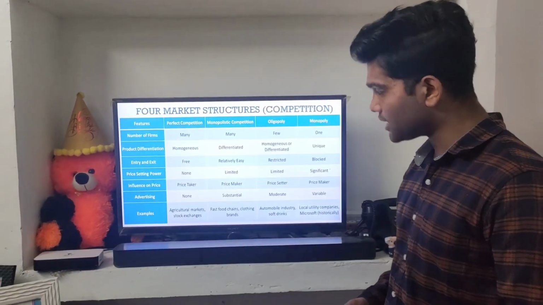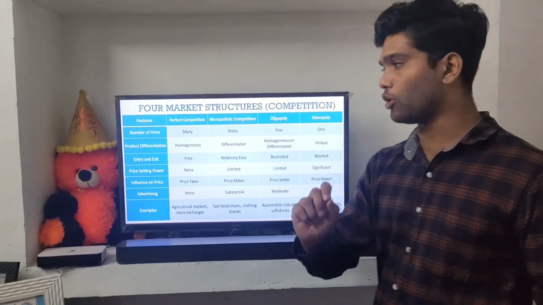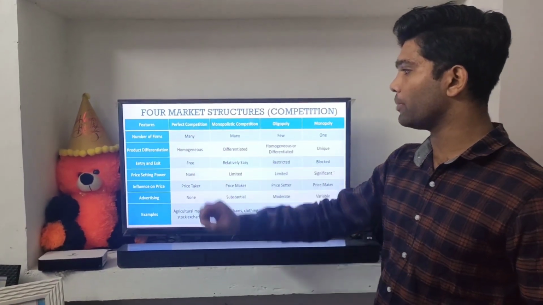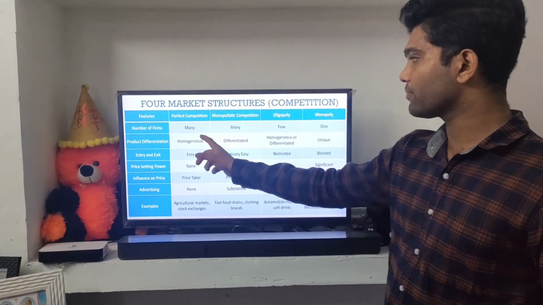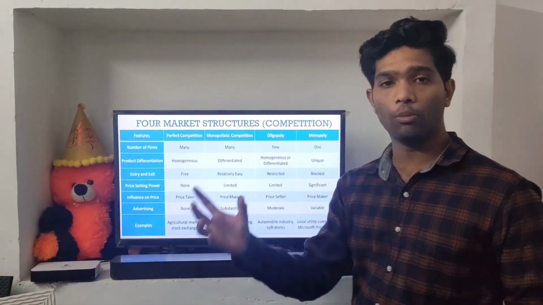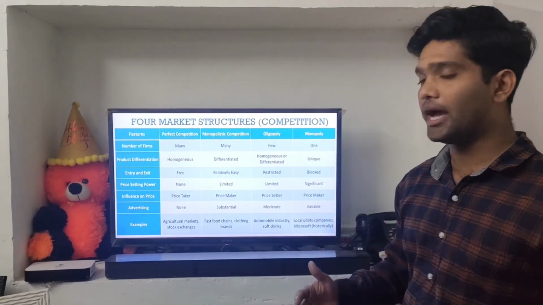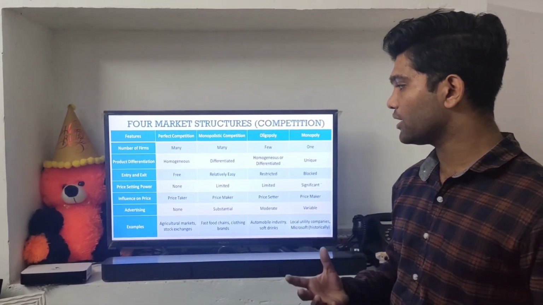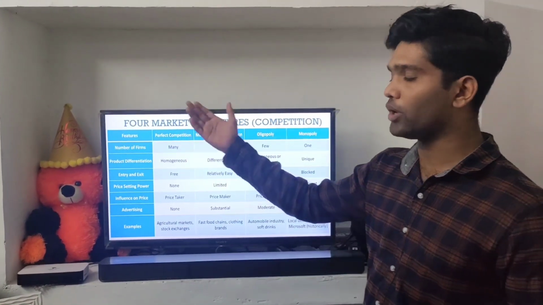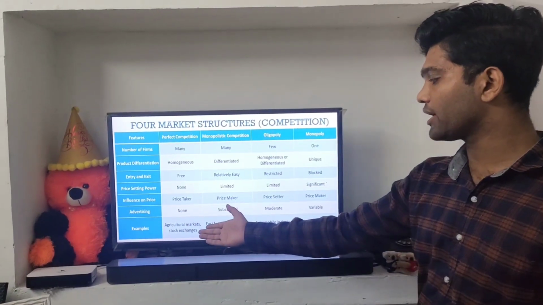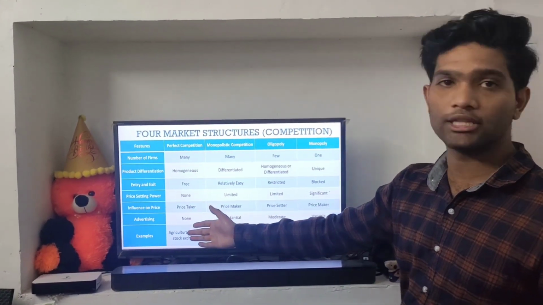And the last one is the forms of market structure, which we also call the types of market structure or competition. We first look at perfect competition. In perfect competition, the number of firms is many, the product is homogeneous, entry and exit are free, price setting is not possible for a firm, and advertising is none. We discussed 2 examples of perfect competition: the agriculture market and stock exchanges.